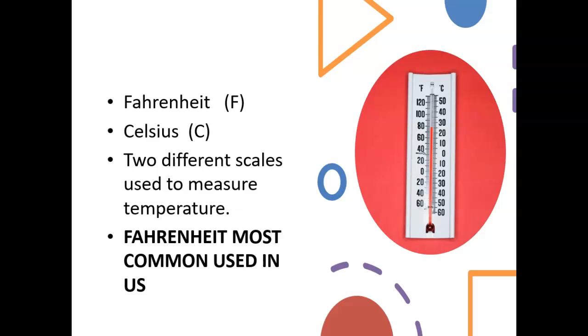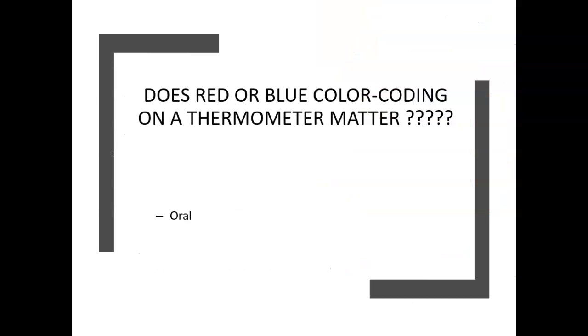Fahrenheit and Celsius are 2 different scales used to measure temperature. And like I said, in the United States, Fahrenheit is the most commonly used. Does the red or blue color coding on the thermometer matter? Yes, red equals rectal and blue or green equals oral. So if you're using one of the electronic thermometers, you need to make sure you're using the blue insert.